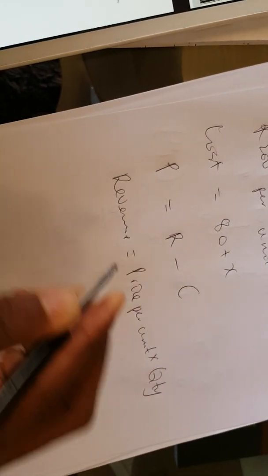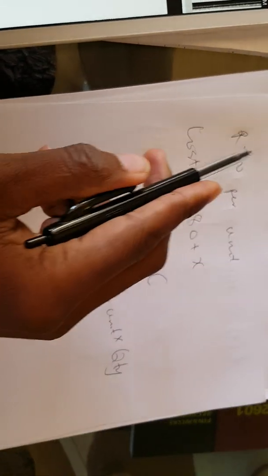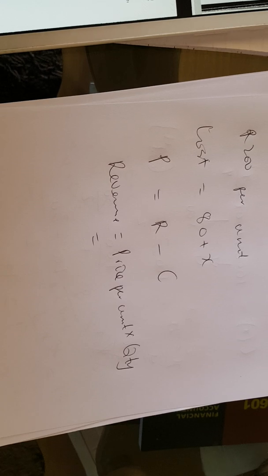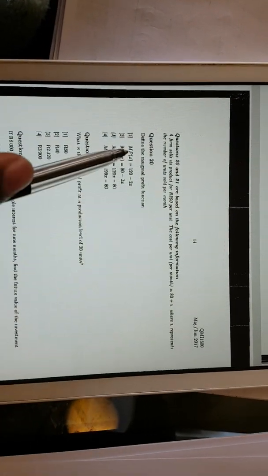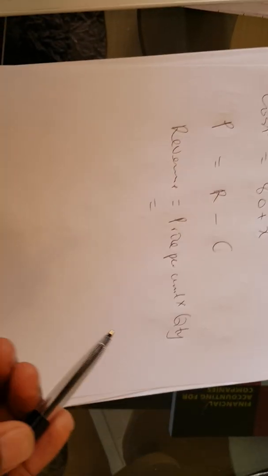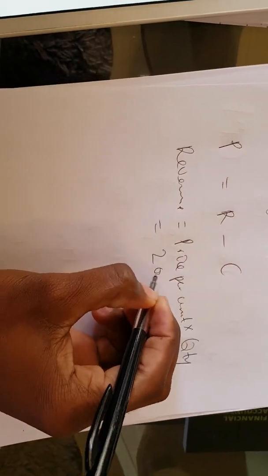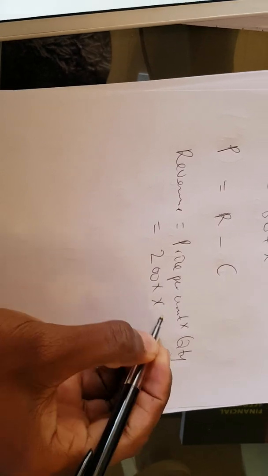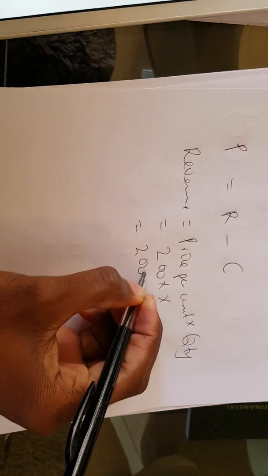Okay, so in our situation, getting the revenue is going to be tough, because they told us it's selling at 200 per unit, and they also say that X represents the number of units sold. We don't have the actual number, so we're going to say it is 200 times X. So our revenue will be 200X.